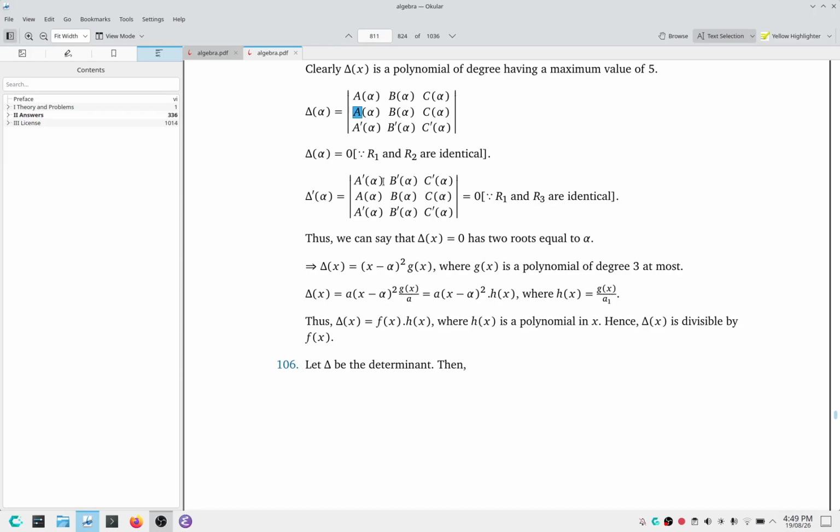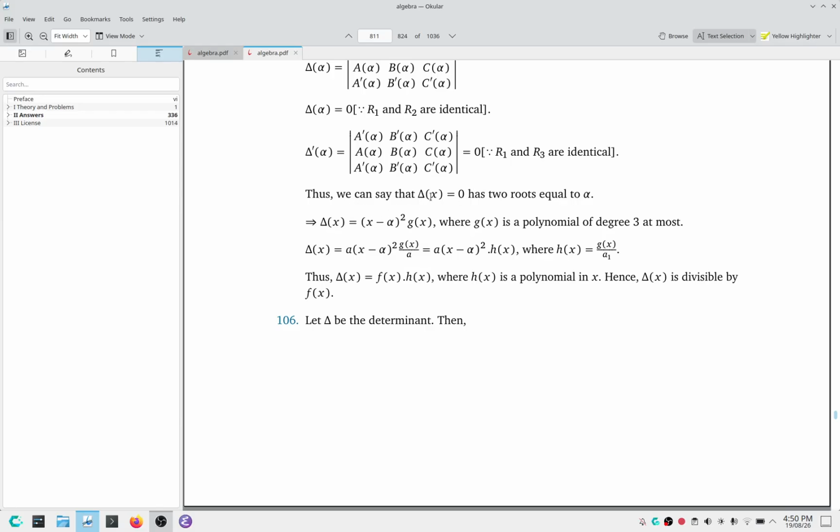So it will be A prime alpha, B prime alpha, C prime alpha. That is the first row, first determinant. The second determinant would be, so in the first determinant, first row and the third row are equal. Now, if we differentiate the second row, the first row would be A alpha, B alpha, C alpha. If we differentiate the second row, then the second row and third row will be identical. If we differentiate the third row, then first two rows will be identical. So all determinants will be equal to 0.